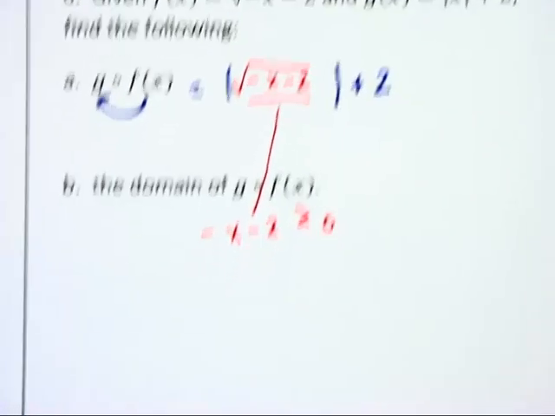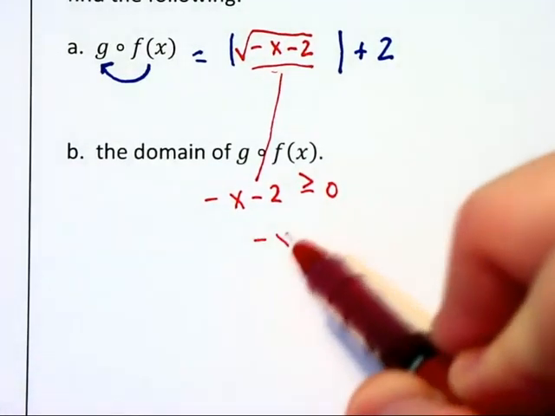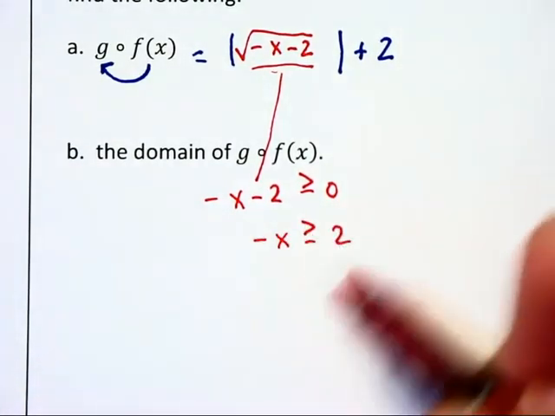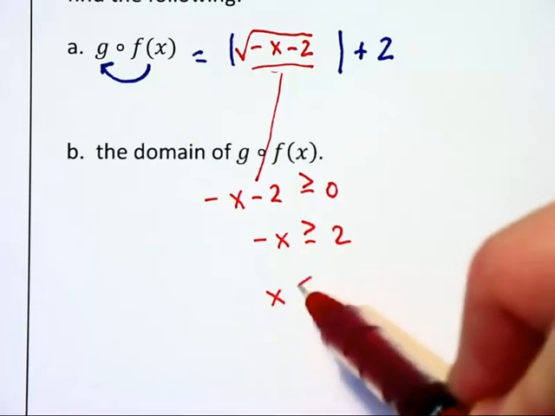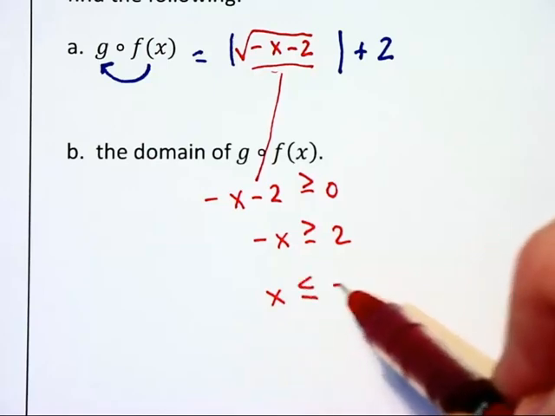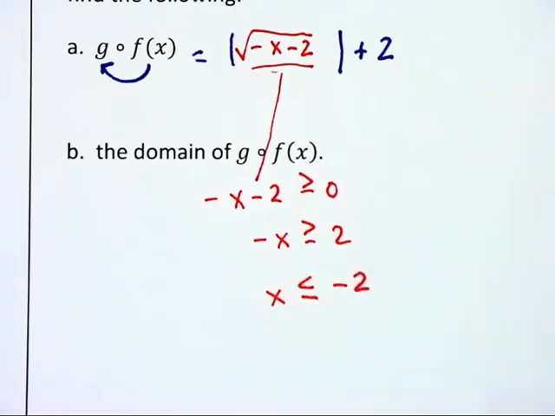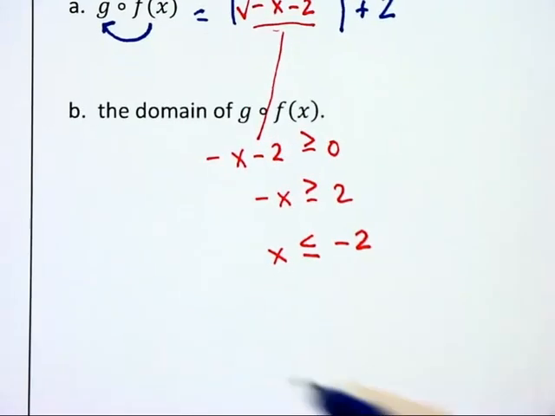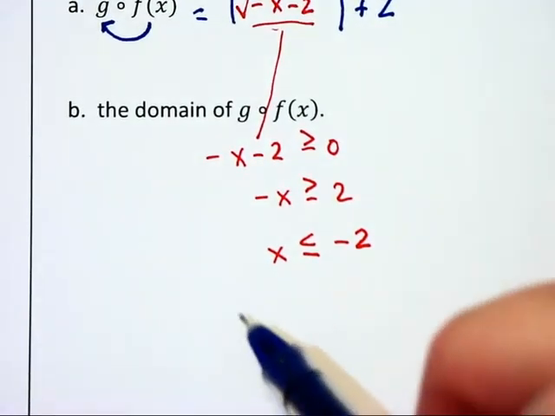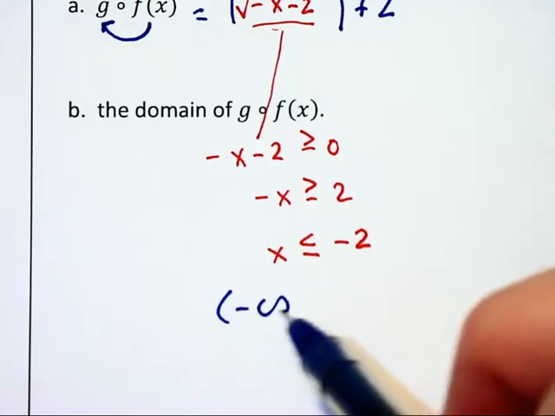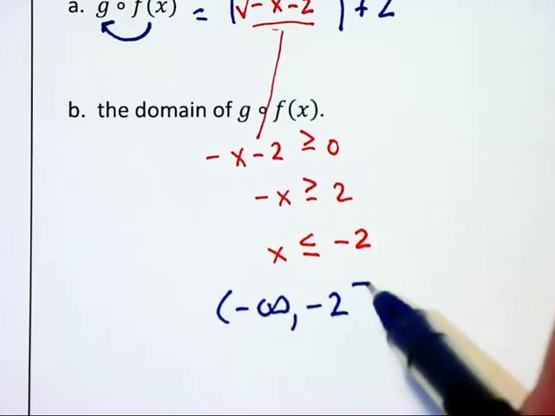So let's solve this. Let's add 2 to each side and have negative x is greater than or equal to 2, and divide by negative 1, being careful to change the direction of the inequality, and so we'll have x is less than or equal to negative 2, and the domain of this composite function will be from negative infinity on up to negative 2, which we include.